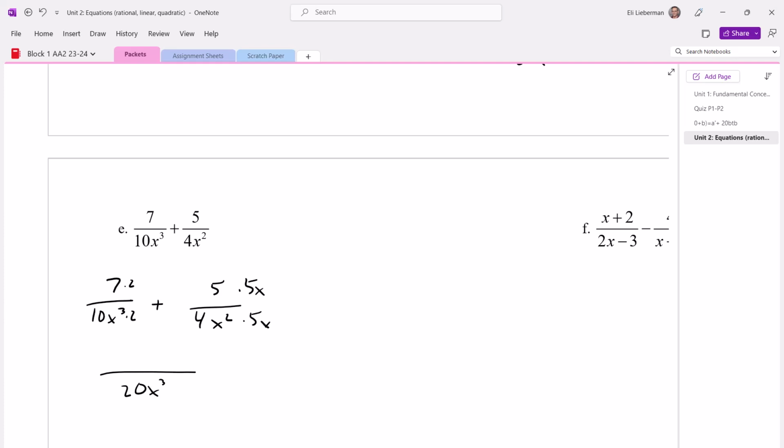A lot of people like to write the entire fraction first. I recommend putting these together. We already have a common denominator. Why do that extra step? So we have just 14 plus 25x. x cannot equal 0.